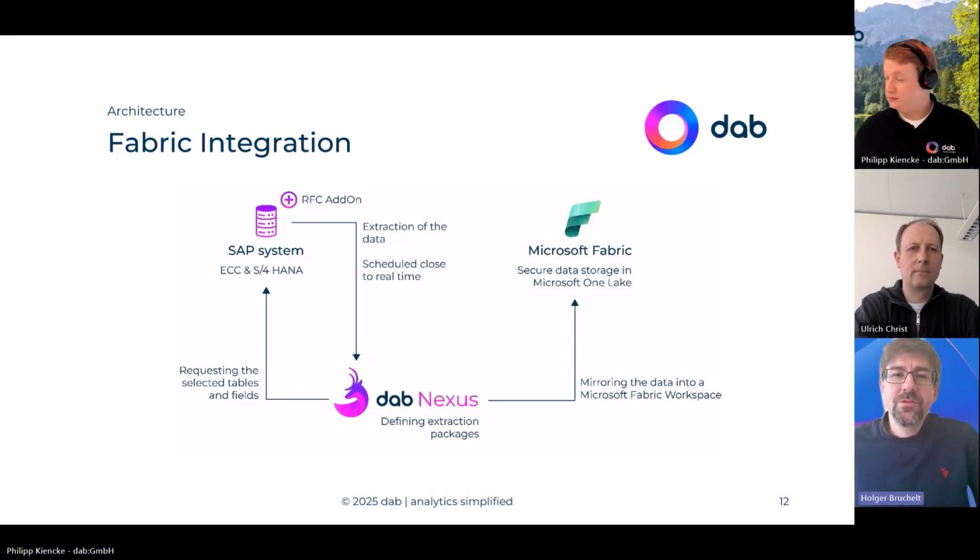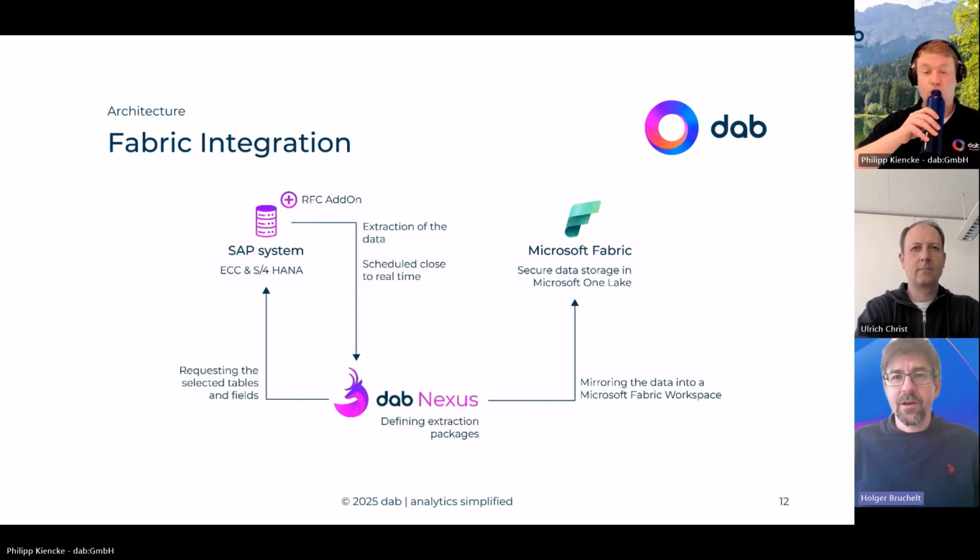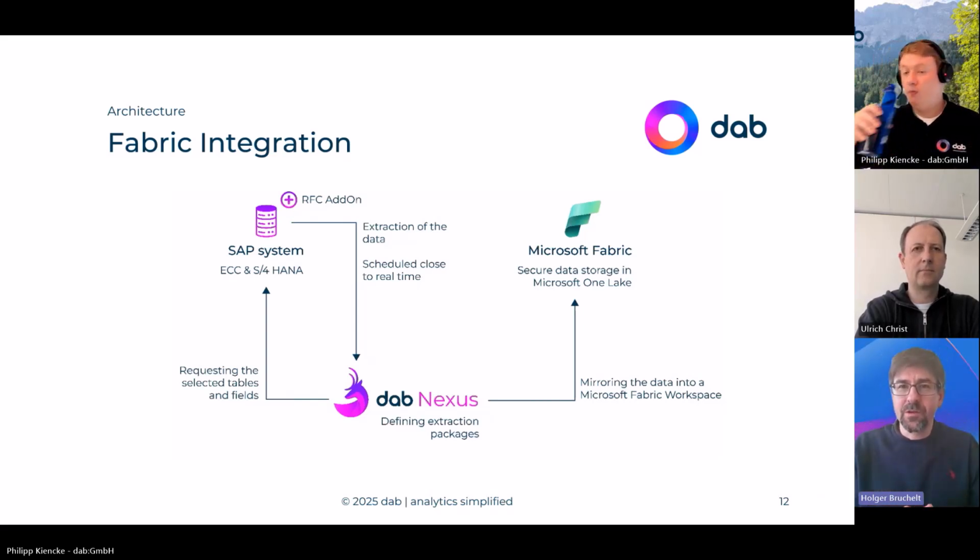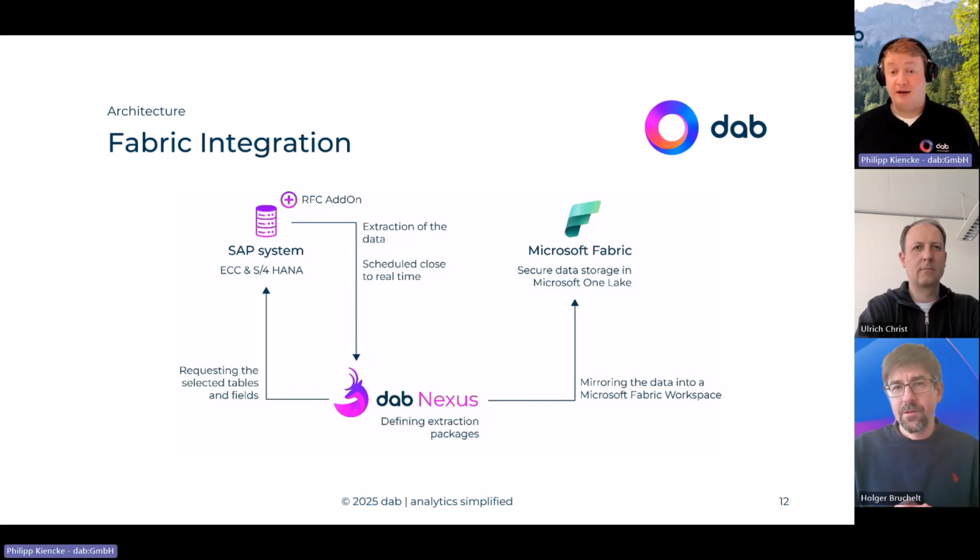Let's say my SAP system is running on Azure, then I guess I can even do VNet peering or something like that, so that I have a close connection between DAB Nexus running on Azure and my SAP system running on Azure. Correct. The more you have on Azure, the easier the whole process will be.